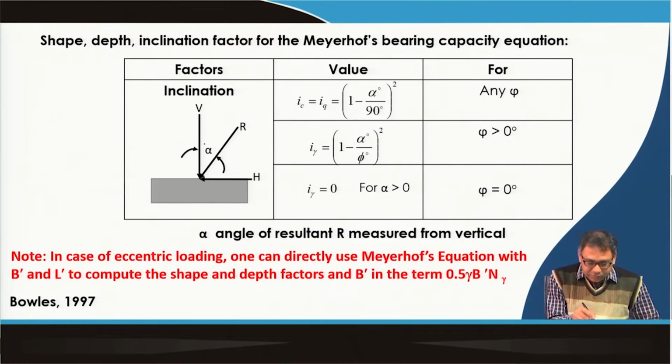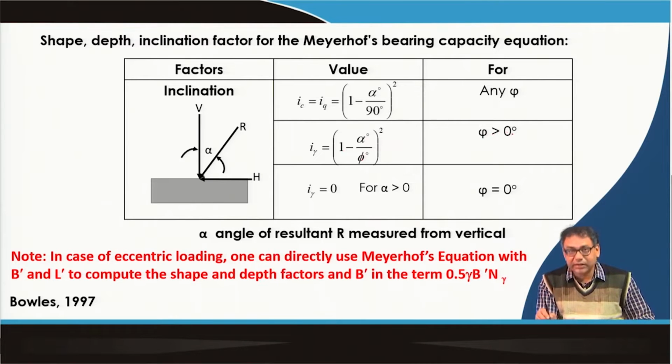So, two components, and this alpha is the angle which R makes with the vertical axis, or the vertical load. So, that means here alpha, IC and IQ we will get from this equation, and I gamma will get from this equation if phi is greater than or equal to 0. If phi is equal to 0, then I gamma will be 0 for any alpha greater than 0. So, alpha is the angle of the resultant R measured from the vertical. Remember that alpha is measured from the vertical.